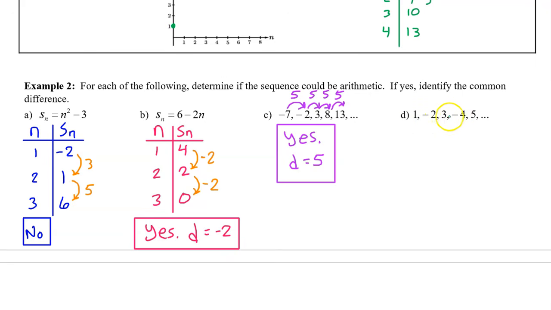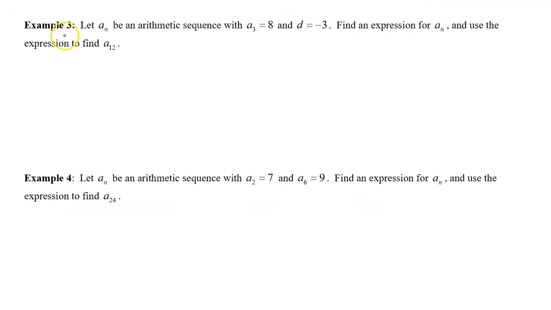On part D, notice how the signs are switching back and forth. Positive, negative, positive, negative, positive. When the sign changes more than once, there's no way that this is going to be arithmetic. Also, we see that from 1 to negative 2, that's a difference of negative 3, but from negative 2 to 3, that is a difference of 5. So, no common difference.